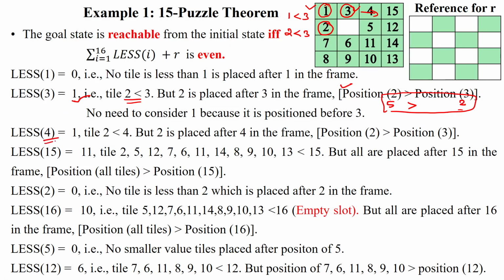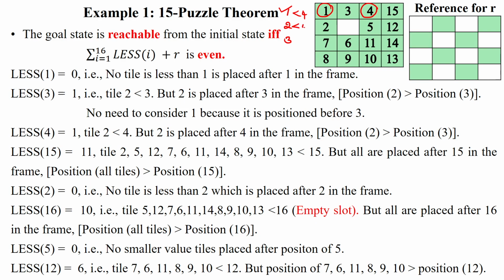Then less of 4. Again, when you are calculating for less of 4, here the less of 4 is here. So how many possibilities are there for the 4? 1 is less than 4, 2 is less than 4, 3 is less than 4. So 1 is placed before the 4, so we need not count it.